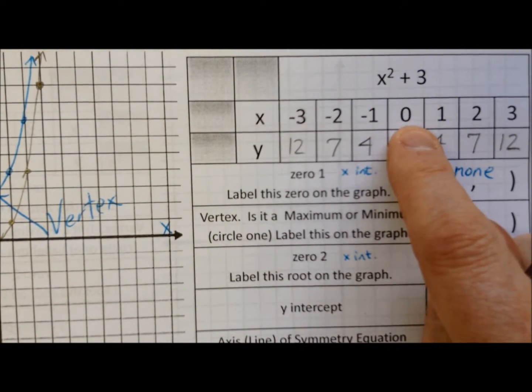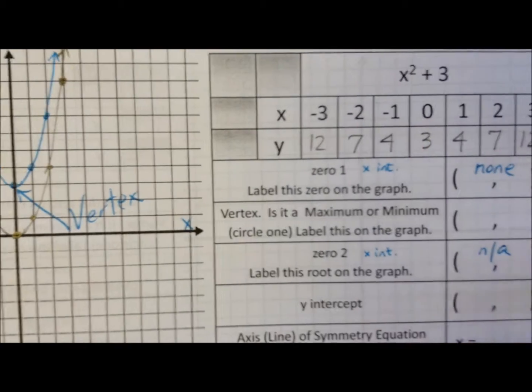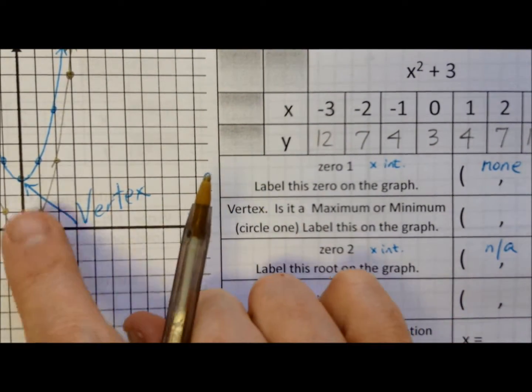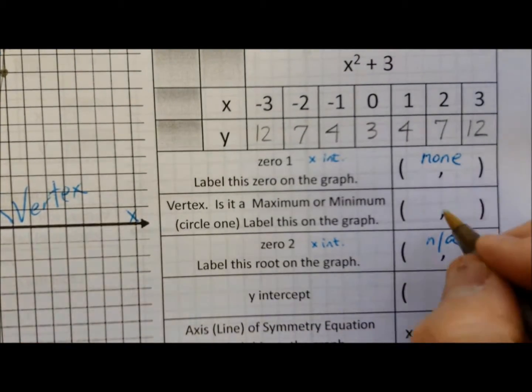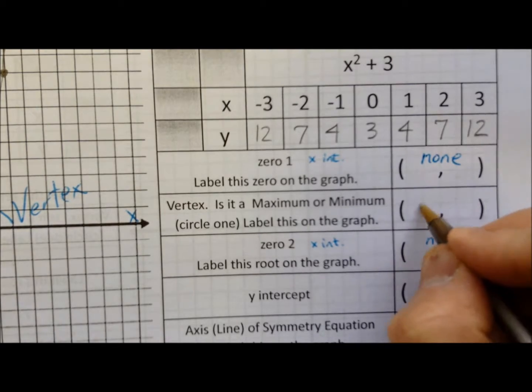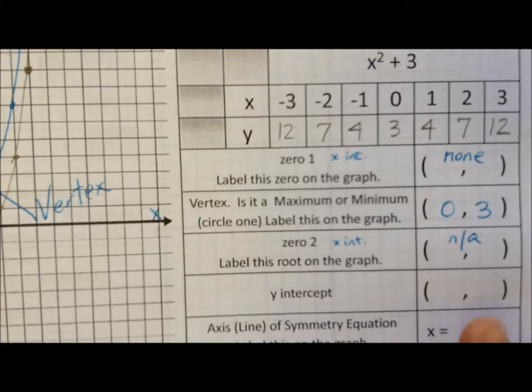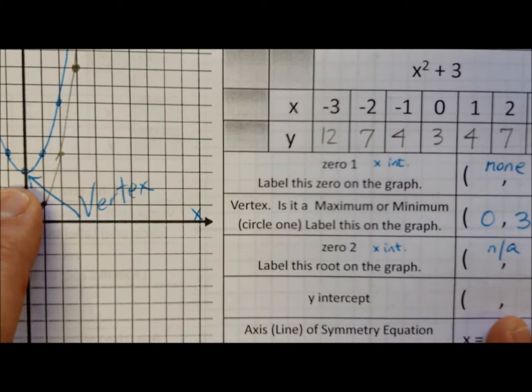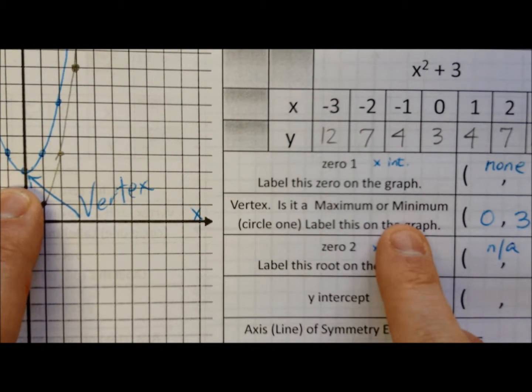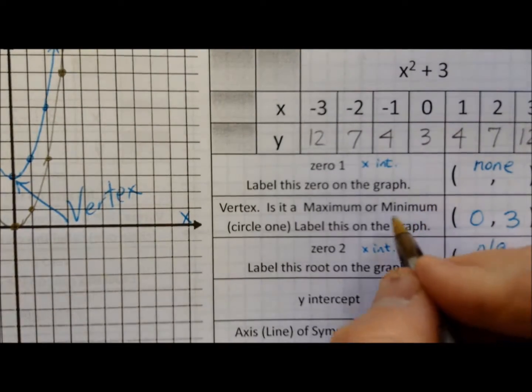So whenever x is 0, in this particular case, we're going to have that. So we have 0, 3. Now remember, it is the lowest point, so it is a minimum or maximum. It's the lowest point. It's a minimum. It's a valley.